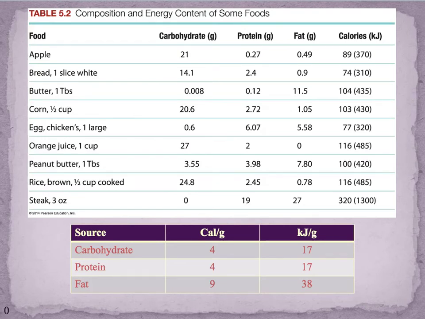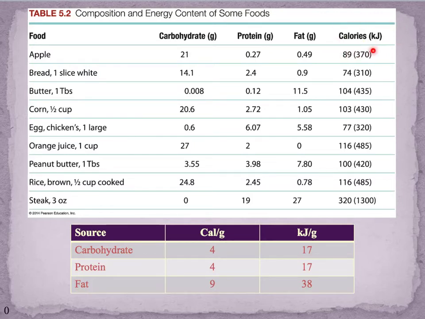So anytime we buy food, we see that there's a label on the back that tells us about carbohydrates, protein, fat, and calories. And there's some other assorted information, the different types of fat. But what we're worried about is these three main categories. And what we're looking at is how many calories are in that particular item.